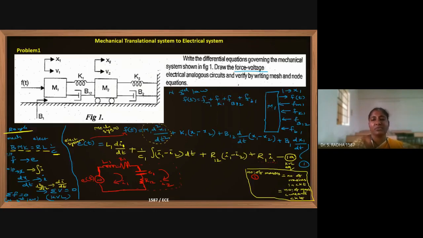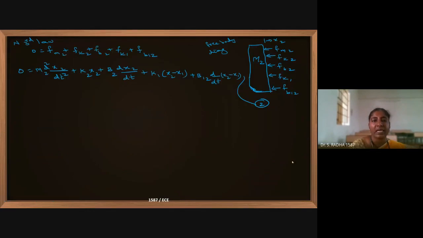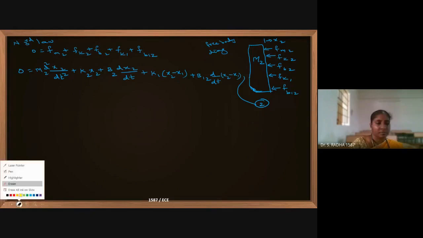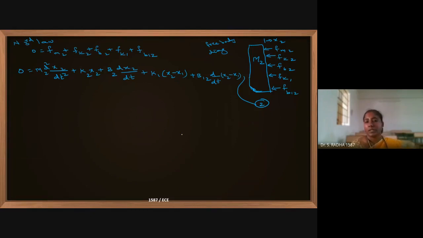Equation 1 is the differential equation, and similarly I completed equation 2 for the second mass. Now I will write the electrical equation. What details do we have to remember? Just 1 minute, I need space here. What are the things I have to remember?